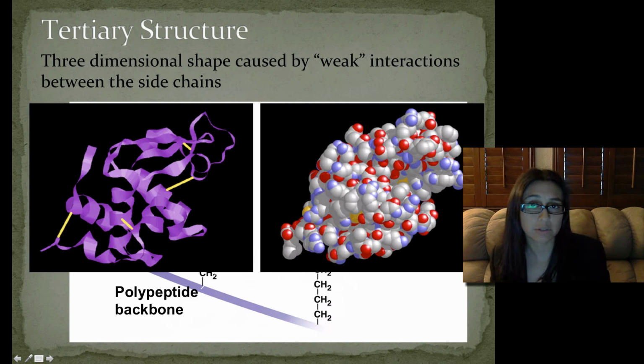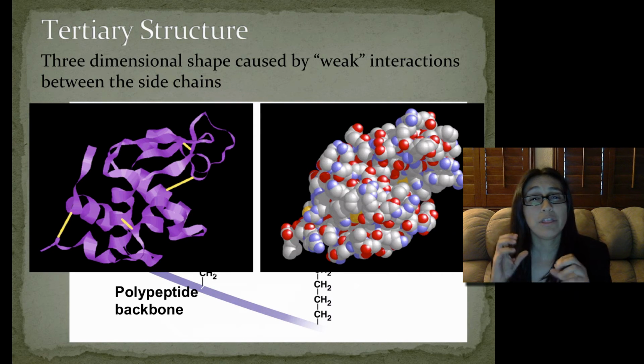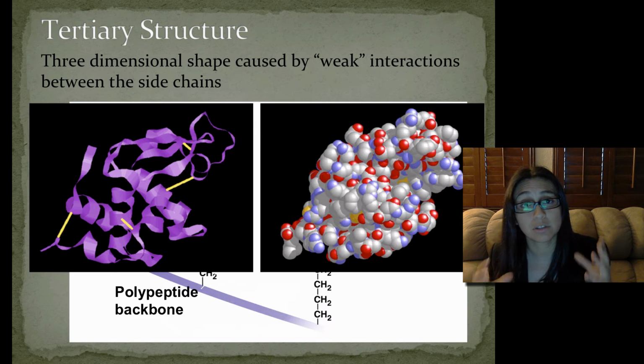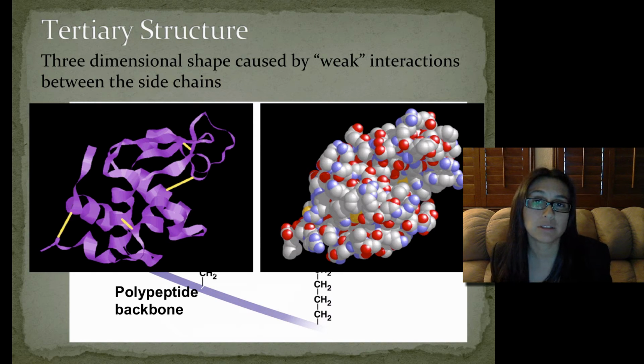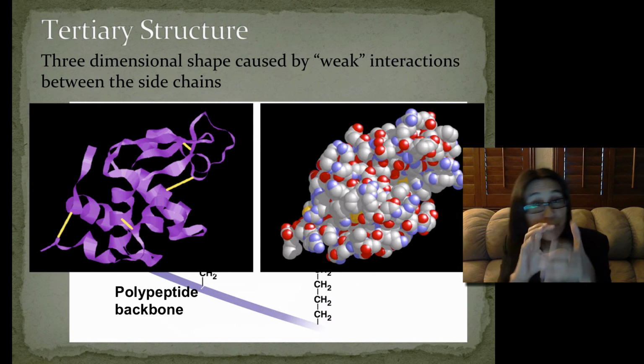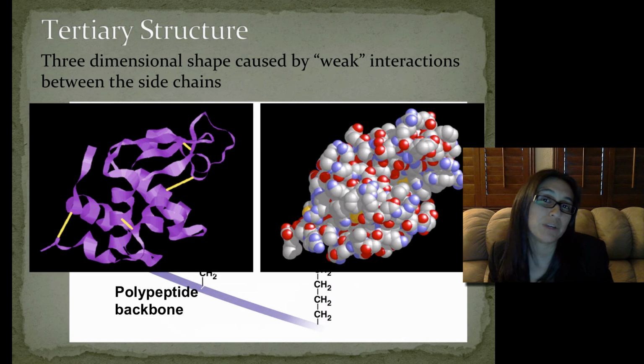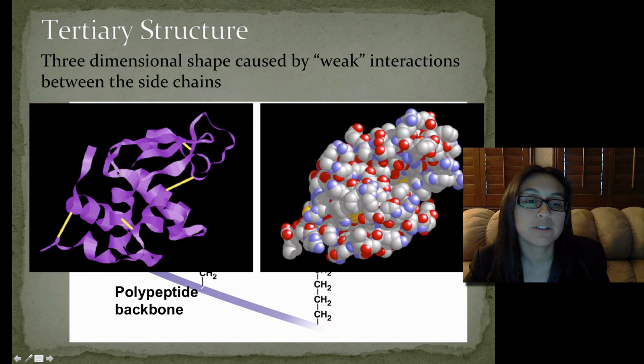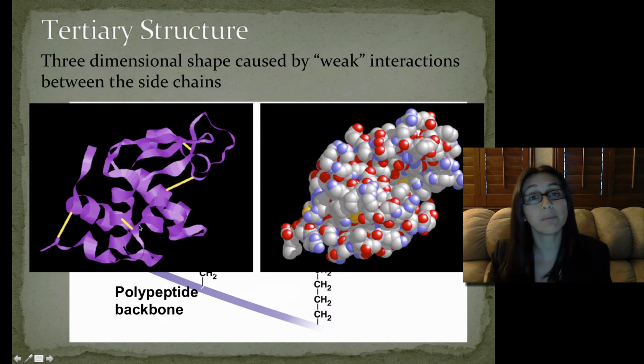Next we have tertiary structure. Tertiary structure is that overall 3D structure that we get in the end. Interestingly, the tertiary structure is caused by weak bonds. The important structure that we get in the end is caused by weak bonds and interactions with the R groups or the side chains. So those side chains are very important here. This 3D structure of a protein is represented in a ribbon model.